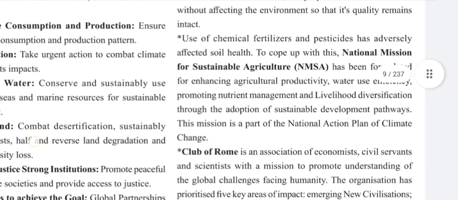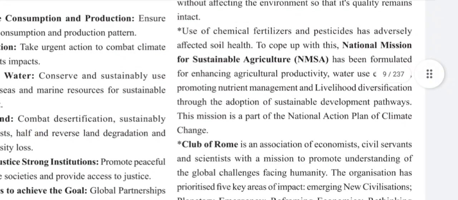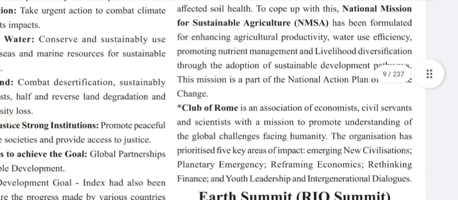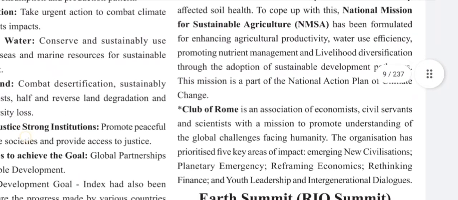Use of chemical fertilizers and pesticides has adversely affected soil health. To cope with this, the National Mission for Sustainable Agriculture, NMSA, has been formulated for enhancing agriculture productivity, water use efficiency, promoting nutrient management and livelihood diversification through the adoption of sustainable development pathways. This mission is a part of the National Action Plan on Climate Change.